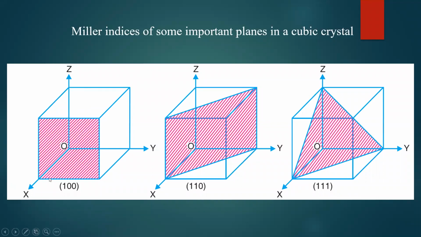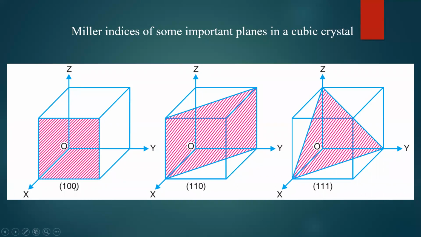Suppose it has an intercept with respect to the X-axis at, let us take any intercept, it may be 1, 2, 3, whatever it may be. So let us take 1 as the intercept with respect to the X-axis. And this plane is parallel to the Y-axis and it is parallel to the Z-axis. Therefore, it has the intercept with respect to the Y-axis at infinity, and the intercept with respect to the Z-axis at infinity.